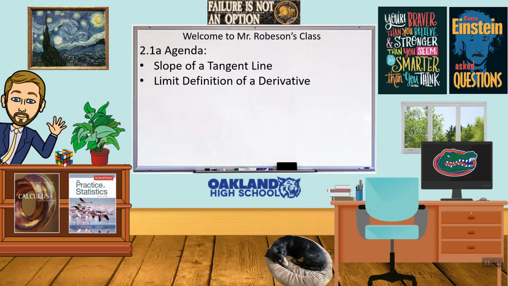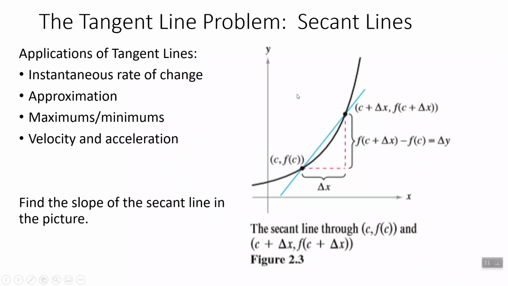All right, welcome back to Calculus with Mr. Robeson. Today we are looking at some big and very important calculus topics. First up, slope of a tangent line, and then the limit definition of the derivative. So we are starting the next major theme in calculus, derivatives.